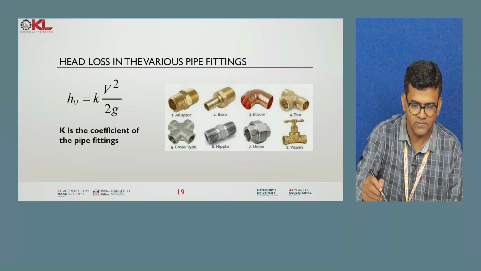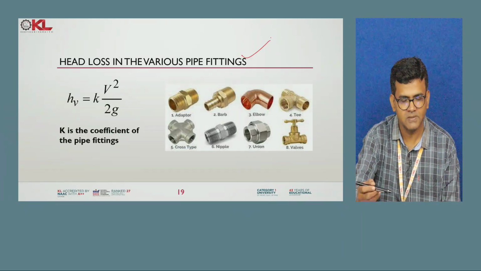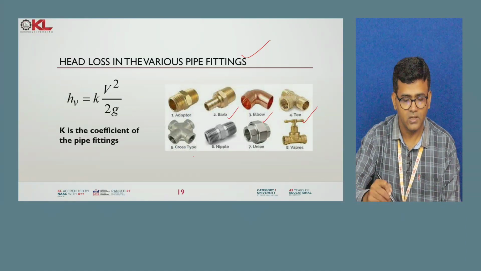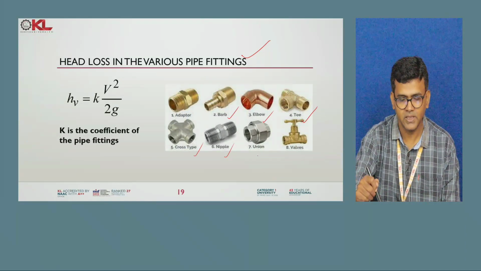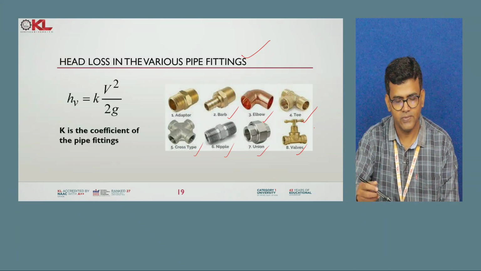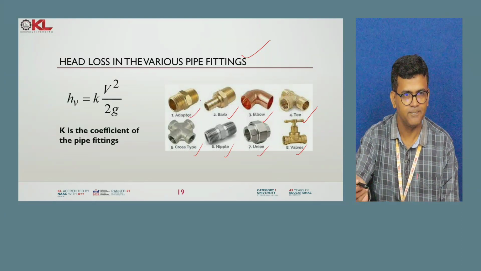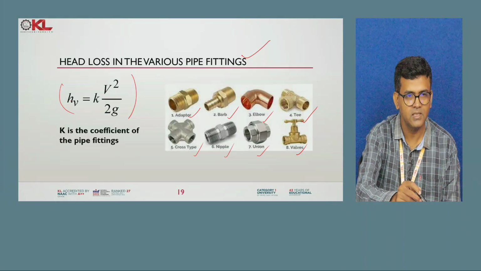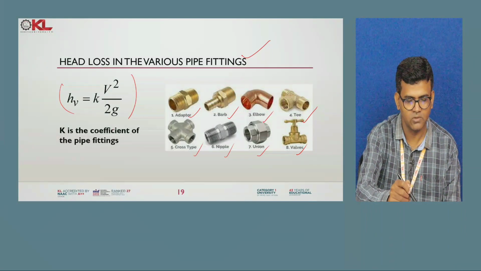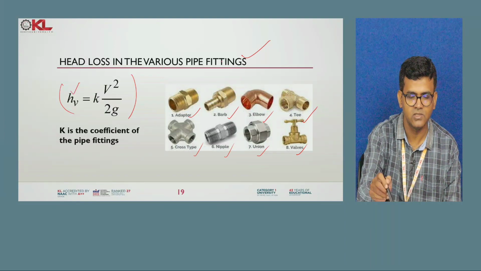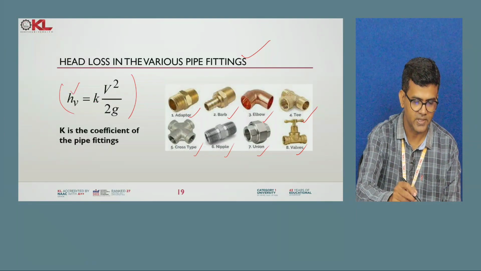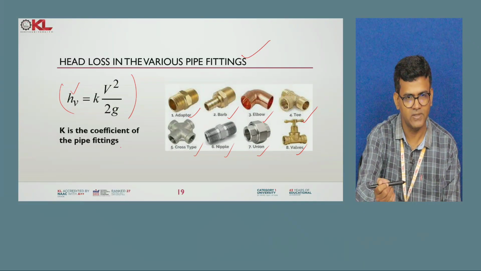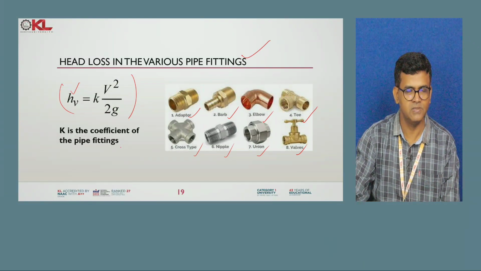Now the head loss due to the various pipe fittings. Pipe fittings may be the adapter, the barb, the elbow, the tee, cross type, the nipple, the union, the valves. So various pipe fittings are there. Because of that, the head loss is given as hv equal to K into V square upon 2g. hv is the head loss due to various pipe fittings, K is the coefficient of pipe fitting, and V is the fluid flow velocity in the pipe.